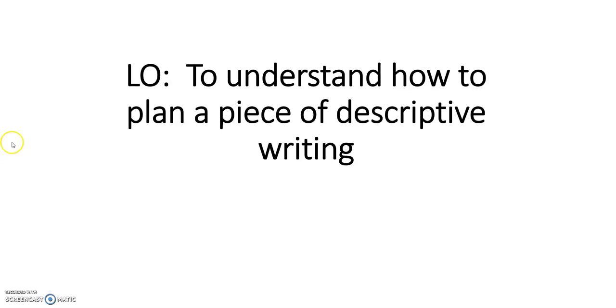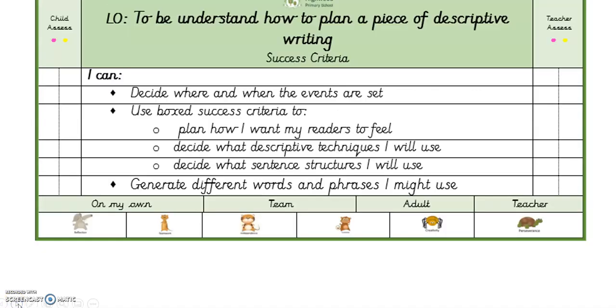Good morning, Year 6. Today we're going to learn to plan a piece of descriptive writing. As part of doing this, you're going to decide where and when the events of your description are going to be set, to use box success criteria to plan how you want the readers to feel, to decide on what descriptive techniques you're going to use, to decide on what sentence structures you're going to use, and to start to generate different words and phrases that you might use in your description.